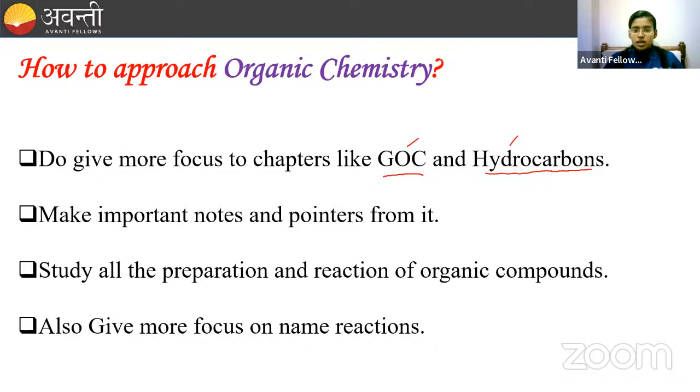And then make important notes and pointers from it and study all the preparation reactions and the chemical property reactions of organic compounds, and also give more focus to the named reactions. Some reactions have the name of a scientist, and those reactions are very important. Every time you will not get the question in your examination in the name of the scientist, okay? But they will ask you one reaction, and in most cases that reaction might be of the named type only. So you have to give more focus to the named reactions also. This is all you have to do for organic chemistry.